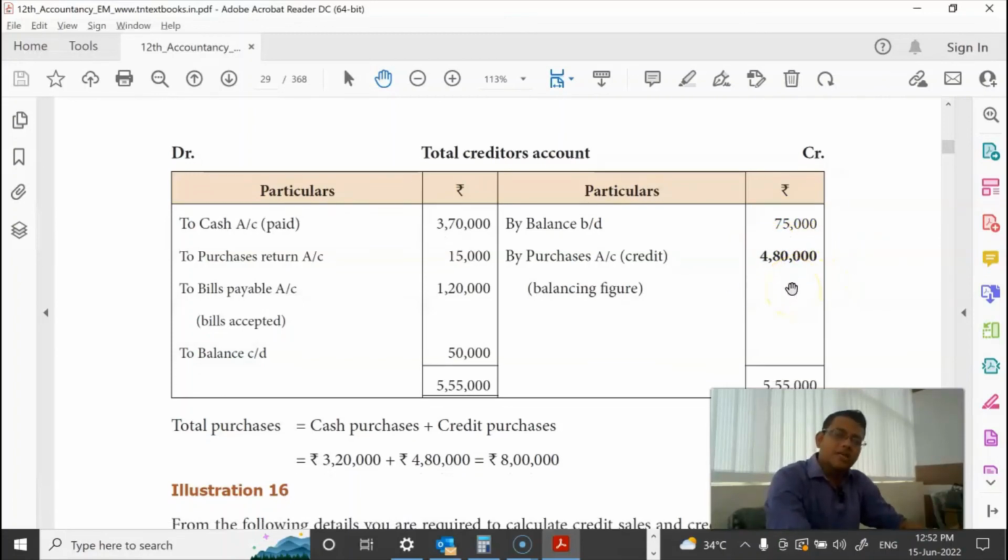So the question was actually to find the total purchases. They have given in the question 3,20,000 is the cash purchase, and you arrive at the credit purchases which is 4 lakh 80. That means your total purchase is going to be 8 lakh rupees.